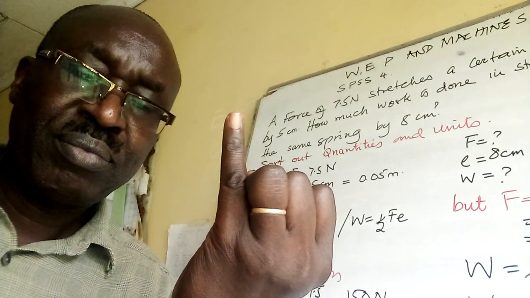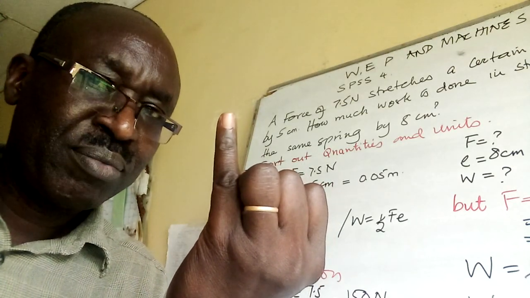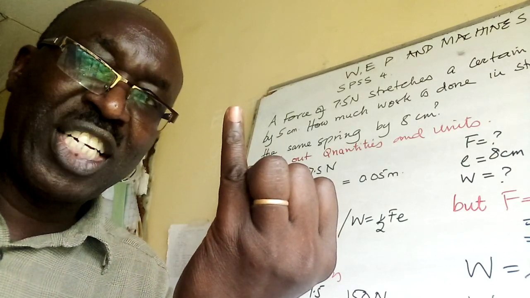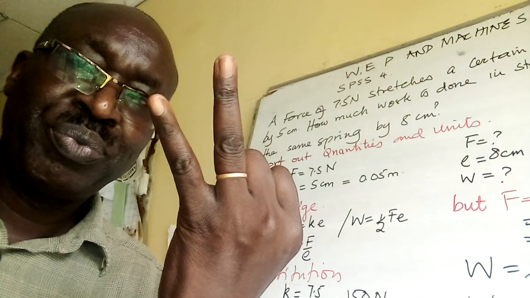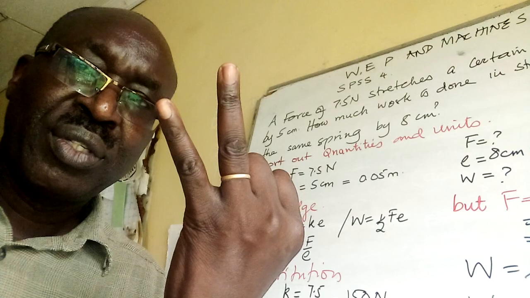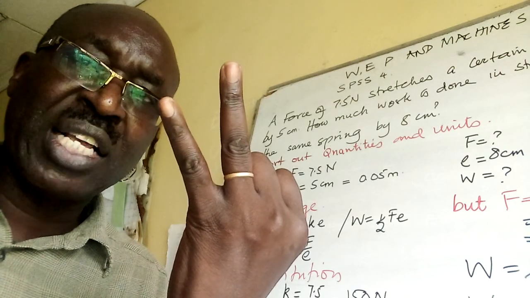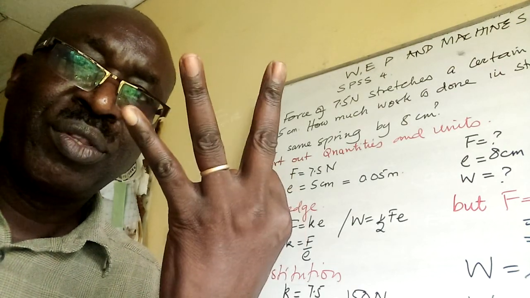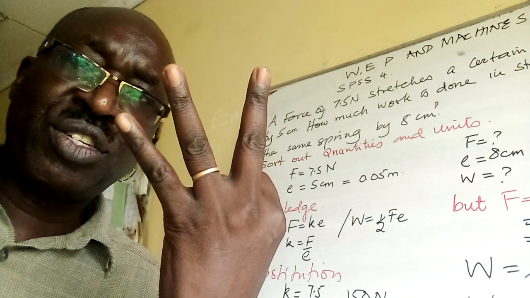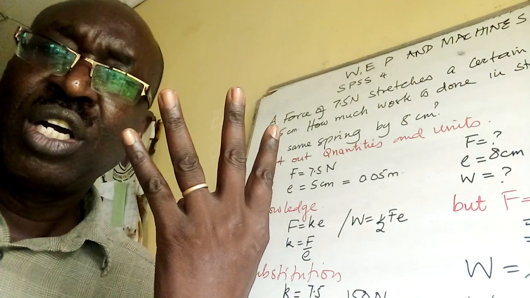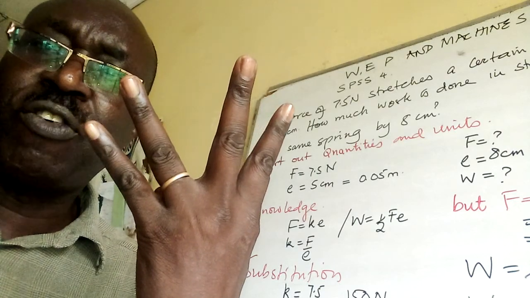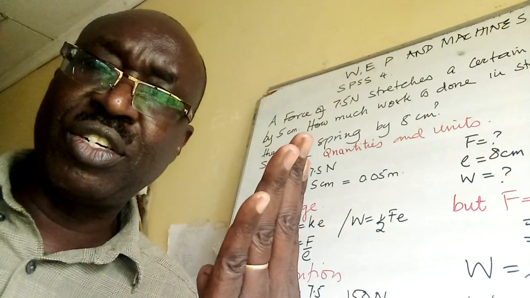1, do you remember? 1, yes, sort out quantities and units. 2, write the knowledge, which in most cases is a specific formula. 3, substitute correctly. As you substitute, you can carry out computation. Substitute and computation. And then 4, the final answer with the correct units.